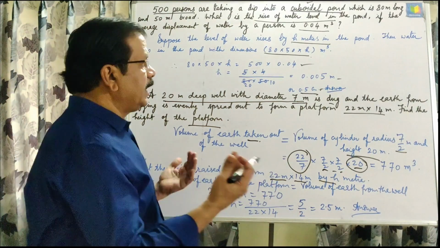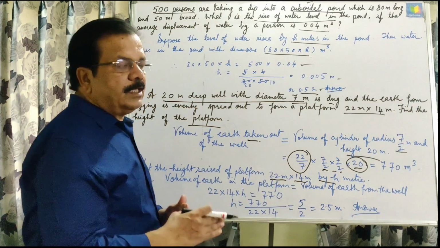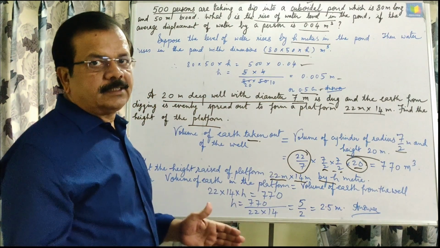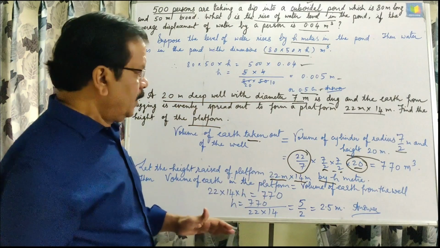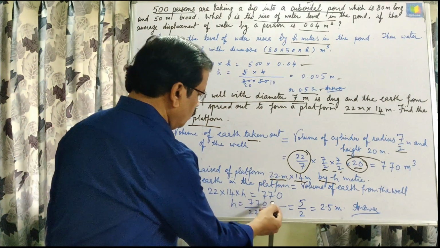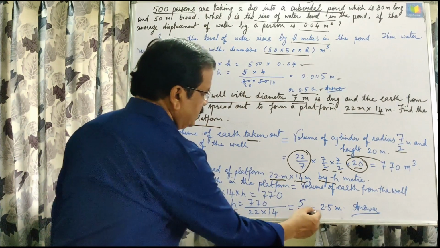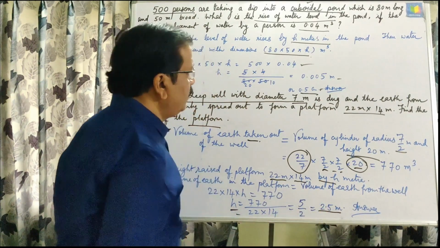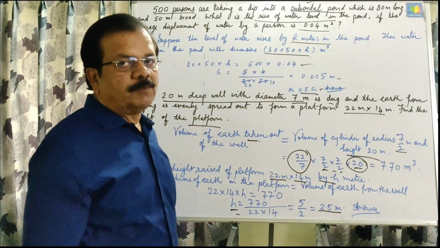because both have the same volume. Whatever earth we are taking out will be equal to the earth used in making the platform, and that is why the volumes will be equal. Equating both the volumes, we get h equal to 2.5 meter. And this is all about this question.